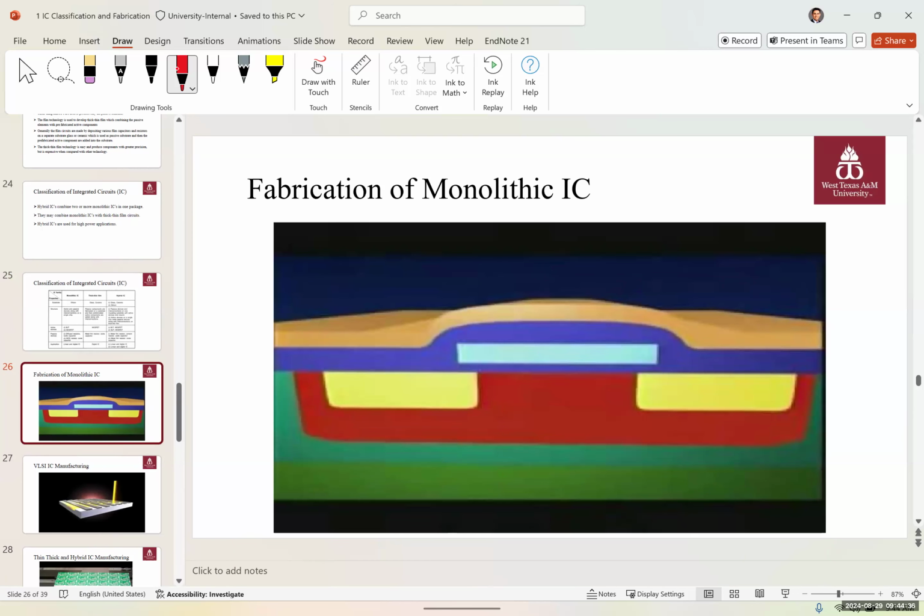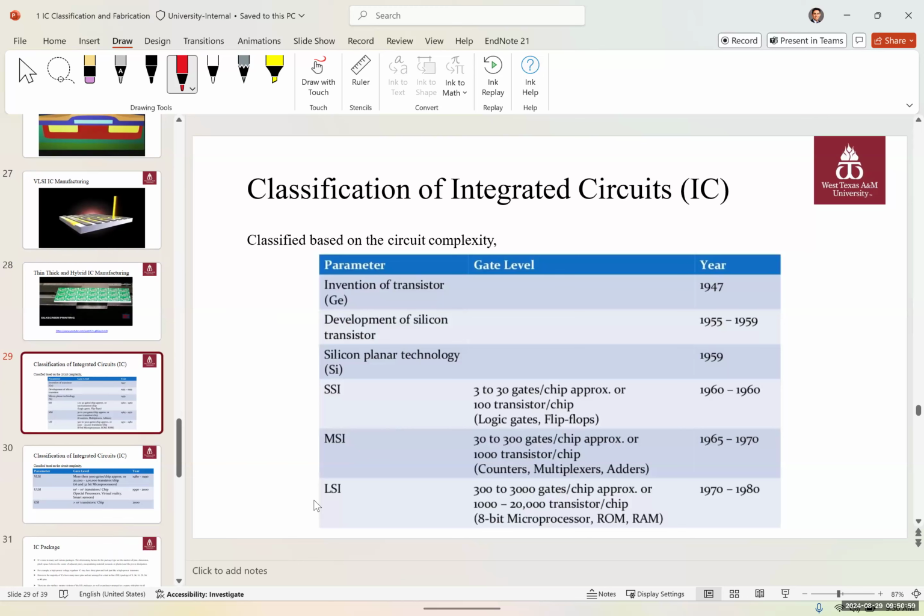So the other classification that we have for integrated circuits is based on the size and how small and how many transistors we can fit on a chip. The first invention of the transistors, from the history we already know, is 1947. Development of the silicon transistor was 55 to 59. Silicon planar technology was 1959.